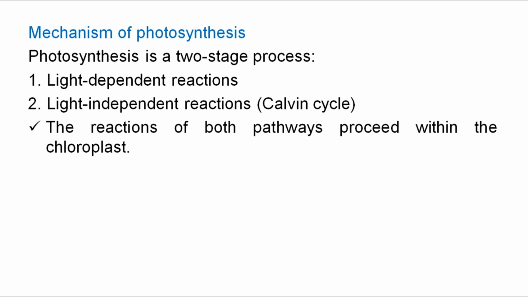Good. Mechanism of photosynthesis. Photosynthesis is a two-stage process. Yes, it is a stage-by-stage process. Photosynthesis is not a one-step process. It is a step-by-step process. So photosynthesis has two stages. What are these processes? Light-dependent reaction and light-independent reaction. Another name for the light-independent reaction is the Calvin cycle or the dark reaction. The reactions of both pathways proceed within the chloroplast.